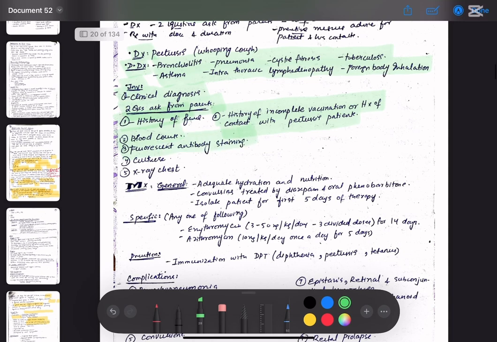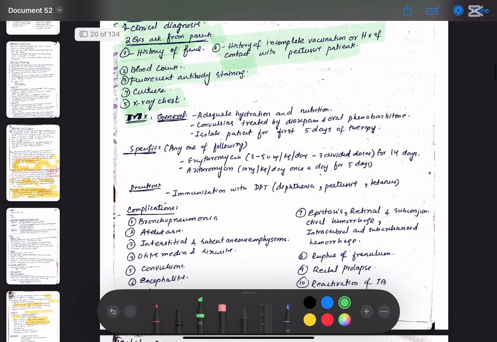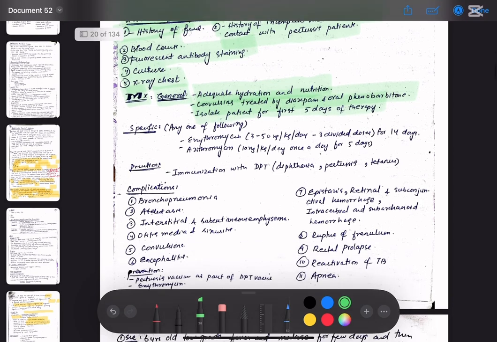Blood counts, fluorescent antibody staining, culture, and X-ray chest are done. The management option is general management, that is adequate hydration and nutrition. The convulsions are treated by diazepam and oral phenobarbital, and the patient is isolated for the first 5 days of therapy.